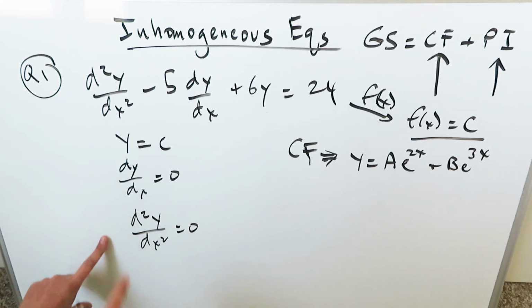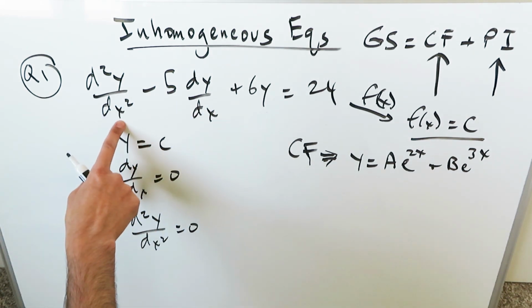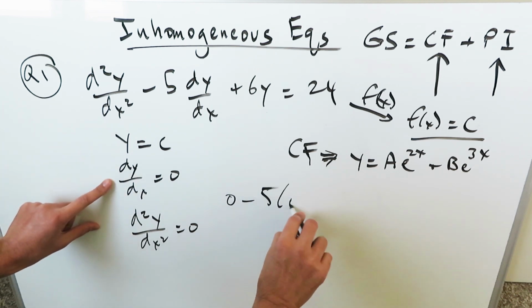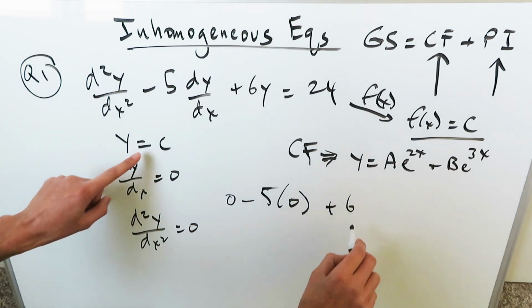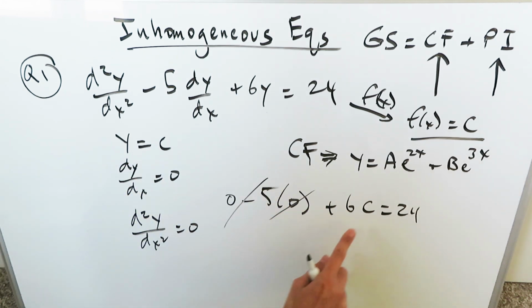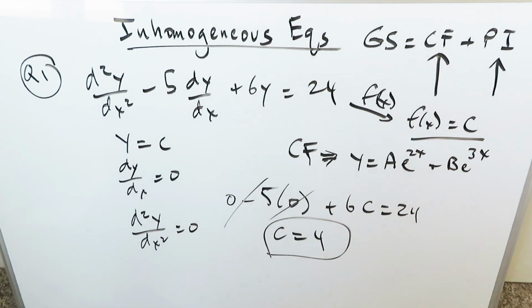I'm going to take these items and plug them right over here. I have d squared y over dx squared, which is 0, minus 5 times your first order derivative, which is 0, plus 6 times y, which is equal to c, is equal to 24. This cancels out, this cancels out. Well, it zeroes out. C is equal to 4. This is what I have determined here. C is equal to 4.